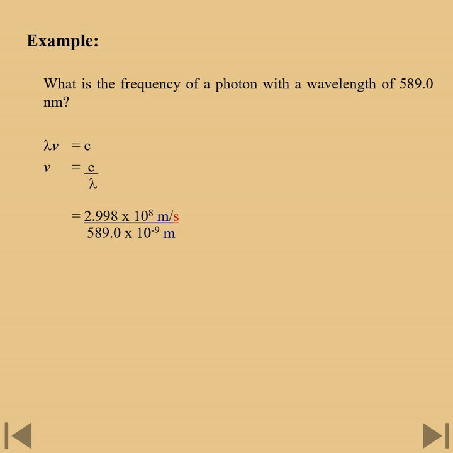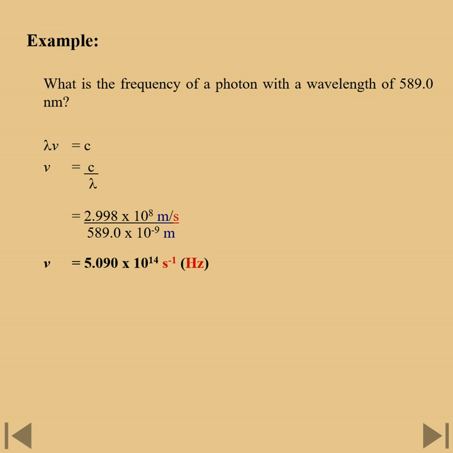We have the wavelength. Do note that's in nanometers, so I have to convert that into meters so that those units cancel. And now we can see that those units of meters cancel, giving us the appropriate unit of reciprocal seconds at 5.090 times 10 to the 14th reciprocal seconds. We expect the frequency to be very high.